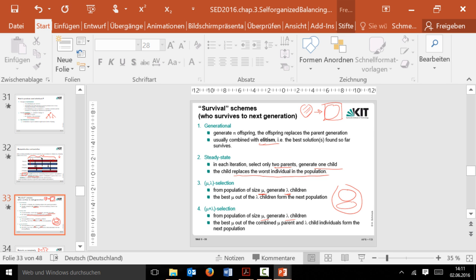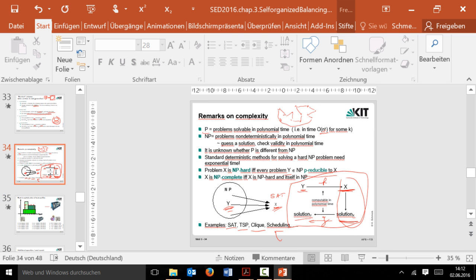So there are several, like 4 different methods that I showed you, where numbers 3 and 4 usually are used in connection with evolution strategies. That's where they have been designed, and it's always a way of determining the selection pressure and making sure that you don't lose potentially well-performing solutions. I showed you briefly this slide where I made remarks on complexity.